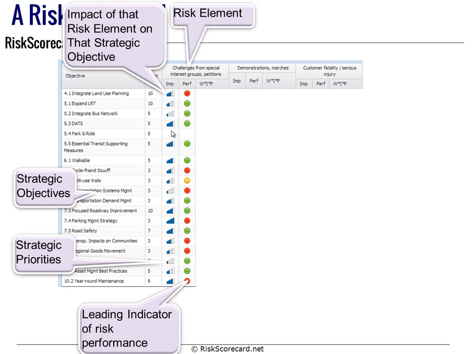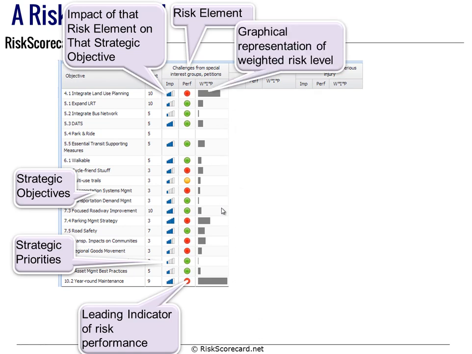To better visually represent what these three columns provide, we can actually multiply them together. So we multiply the weighting times the impact times the performance score to give us a visual representation of how much risk is occurring. In this case, the length of the bar represents higher risk. The shorter the bar, the lower risk that's occurring. So you can quickly see where risk is beginning to occur related to this specific risk element.